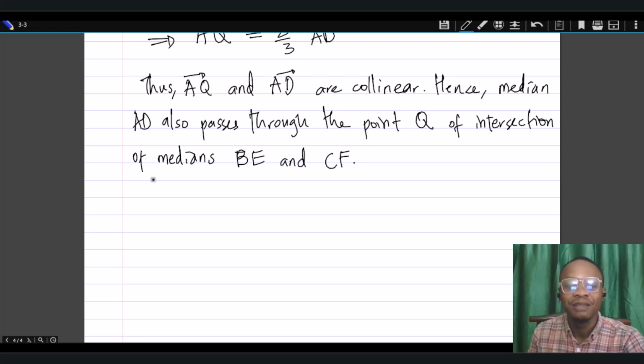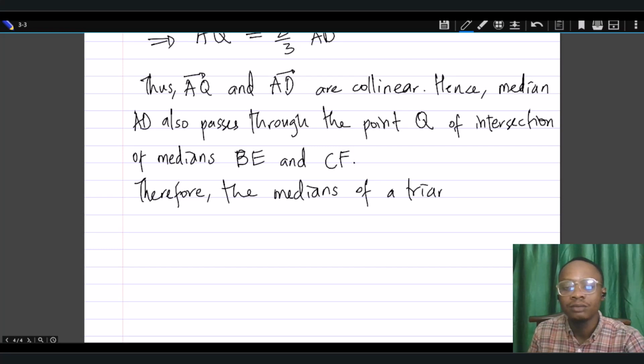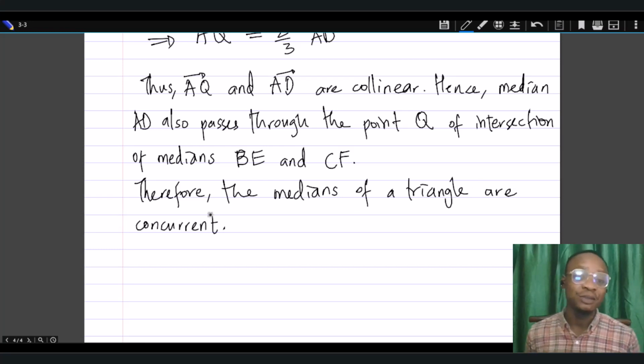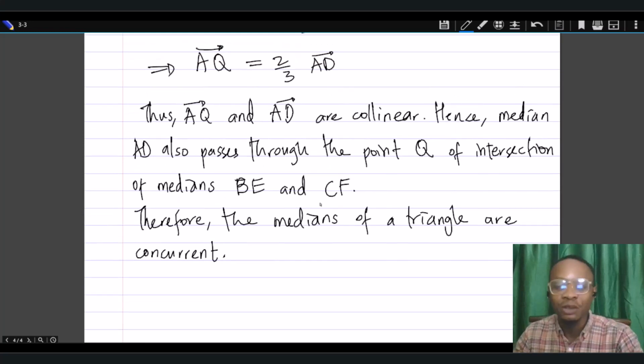So we now say that therefore the medians of a triangle are concurrent, meaning that they pass through the same point. So the medians of this arbitrary triangle that we have chosen, actually all the medians of this triangle pass through the point Q. So what other interesting thing have we observed here?